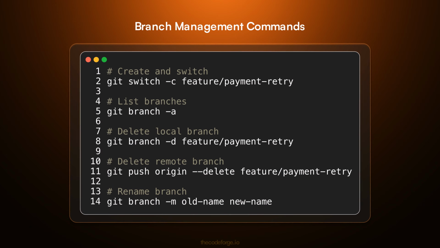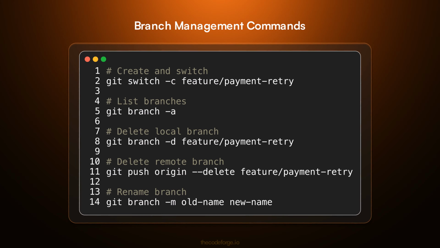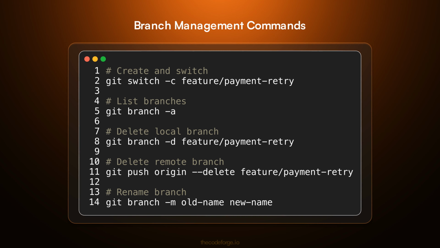Here are the essential commands. git switch -c is the modern way to create and switch. Use git branch -d to delete a merged branch safely. For remote branches, git push origin --delete cleans up. Renaming is done with git branch -m.